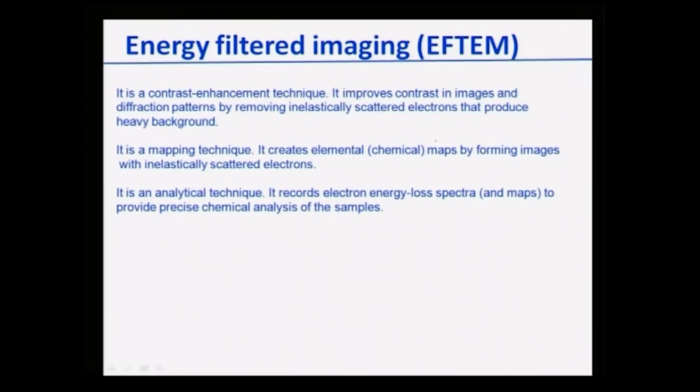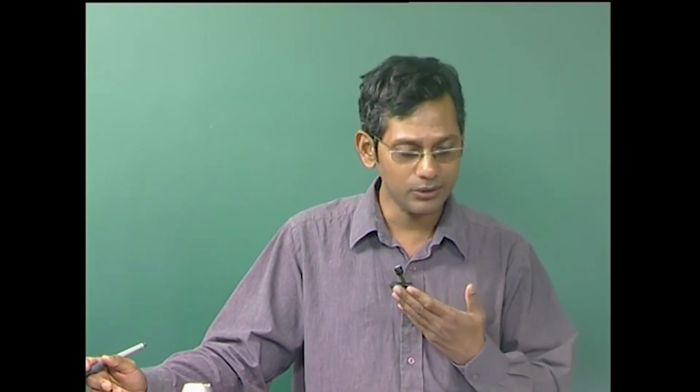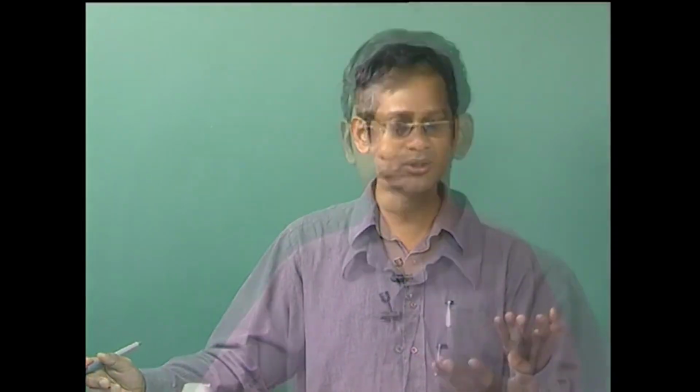Let us see how this is basically done. It is nothing but a contrast enhancement technique, as I said. It improves the contrast in the images, also diffraction patterns, by removing the inelastically scattered electrons that produce the heavy background. That is the first thing. It is also a mapping technique. So the first thing we can do is remove the inelastically scattered electrons, you can block all of them. We can have an image produced only by elastically scattered electrons. So that way the quality or contrast of the image will be improved. That is the first thing one can do.